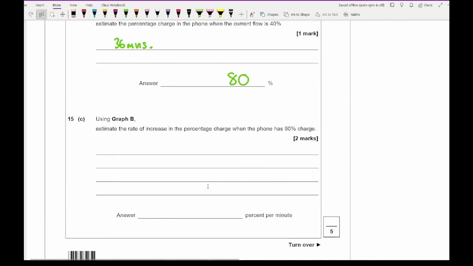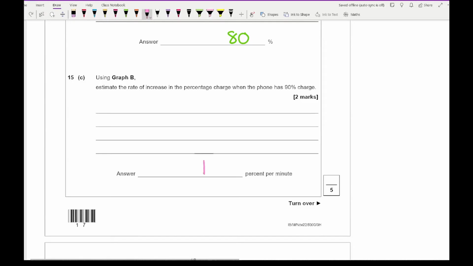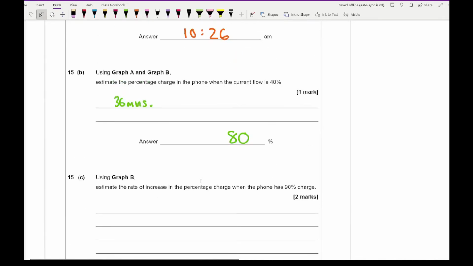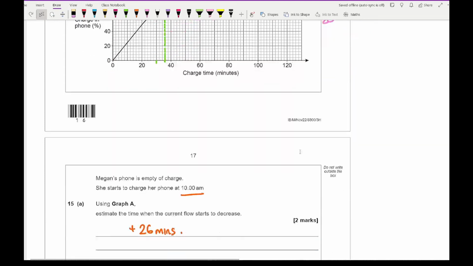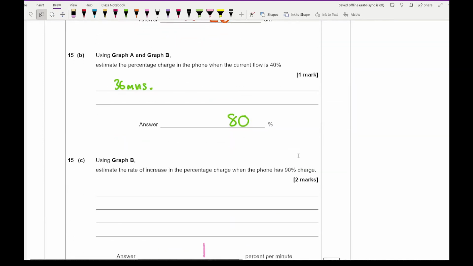And again, there are so many different answers you could have, but to get the 2 marks, what you need to do is draw a tangent at 90 and then work out the gradient accordingly. Now your answer might be slightly different to mine depending on your triangle, but roughly your answer should be hovering around 1.